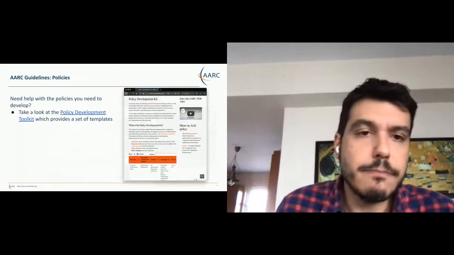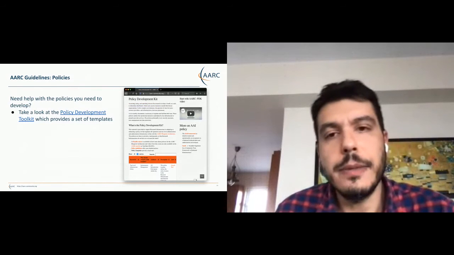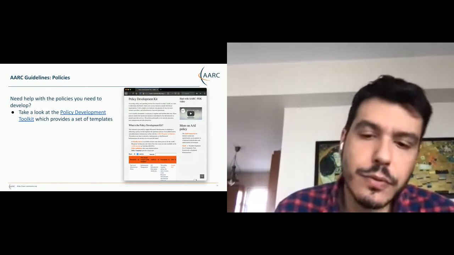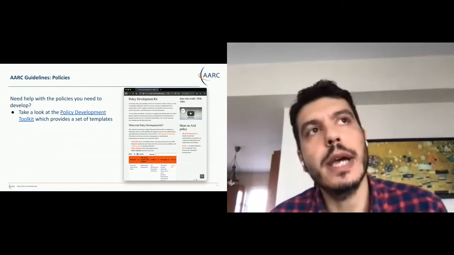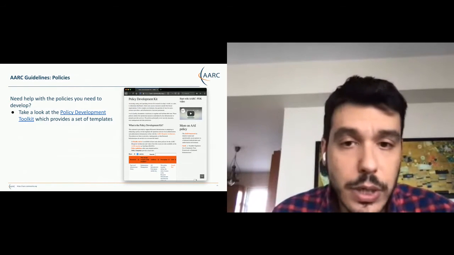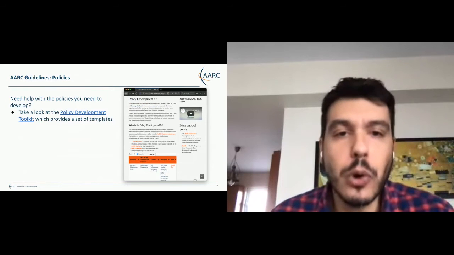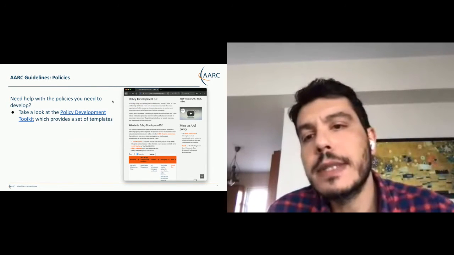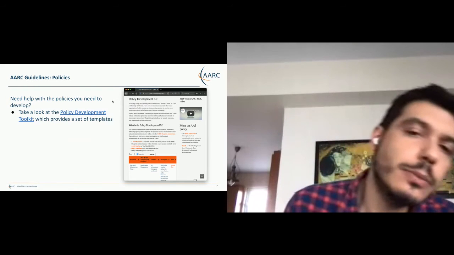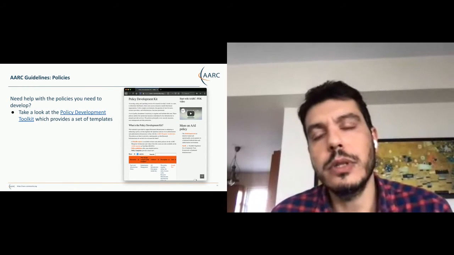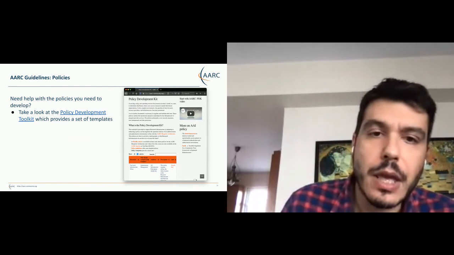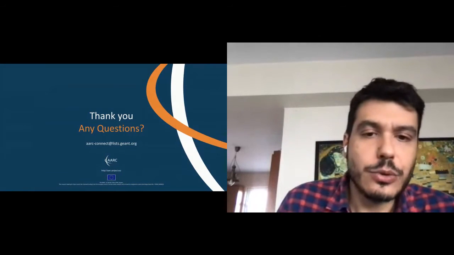And lastly, related to a very important issue that implementers of the ARC-BP need to face. Regarding the policies, there's the policy development toolkit that is linked here, which provides a set of templates that the research collaboration can extend in order to develop its policies. So that was it.